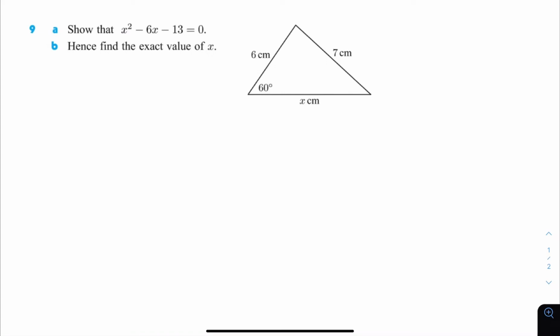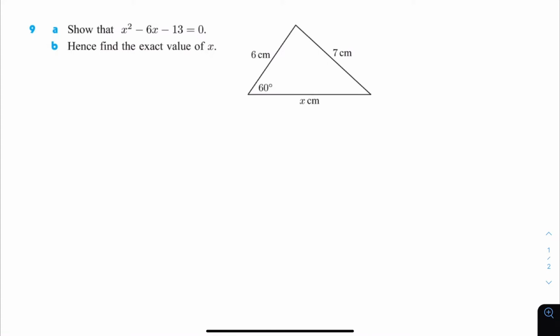Okay, so the first part of the question asked us to show that x squared minus 6x minus 13 is equal to 0, given the diagram. The diagram shows that we have two known sides and an angle, but we don't have the other two angles or that other side. When we have this much information, it means we can use the cosine rule.